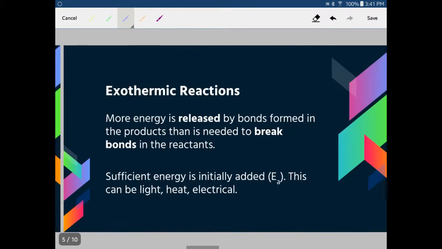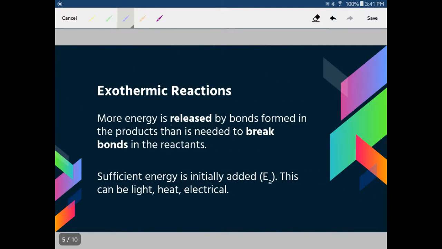Inversely, with an exothermic reaction, we have more energy released by bonds formed in the products than is needed to break the bonds. Again, if we think about our reaction potential, we have more energy released and a small amount of energy input. More energy was released by the formation of these products than was put in during our activation energy. So sufficient energy is initially added. Again, that's your activation energy, and this is light, heat, or electrical energy that is provided in order for this to happen in a forward direction.